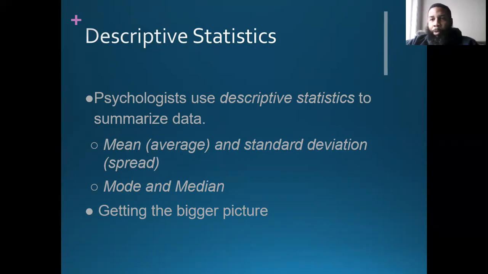Also the mode, so the number that's used the most, that's seen the most often, as well as the median, where exactly 50% of the participants lie. And these together work to give us the big picture. But of these statistics, only the mean is something that we can actually manipulate. The mode and the median do not lend themselves to statistical manipulation.